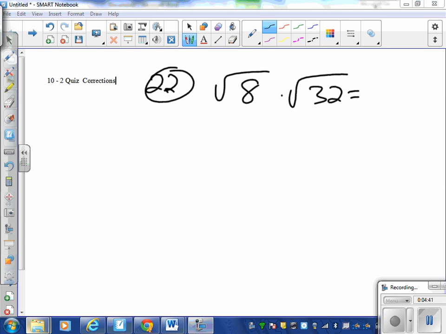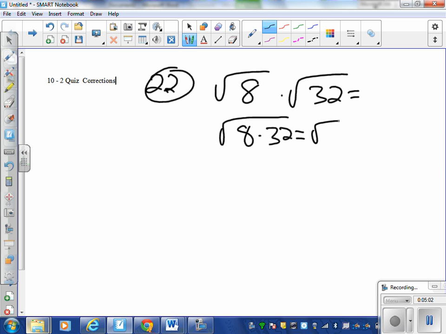And next problem, number 22, we have square root of 8 times square root of 32. What you could have done in this problem is just multiply those two together, because this is the same thing as saying 8 times 32. When you did that, you got what number? 256. So the square root of 256, if you put that in your calculator real quick, is 16.